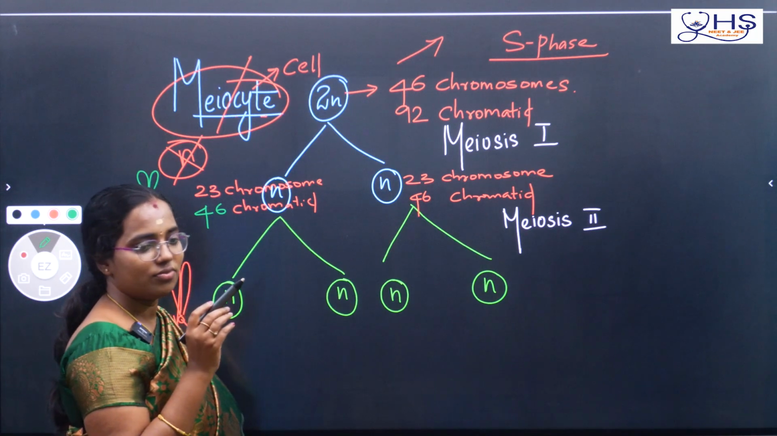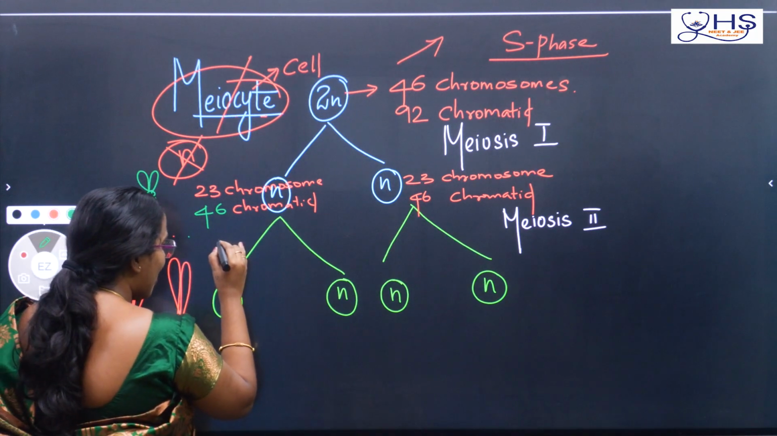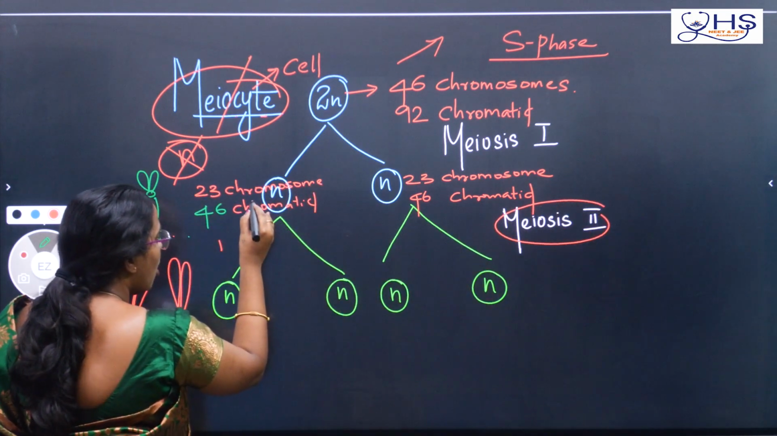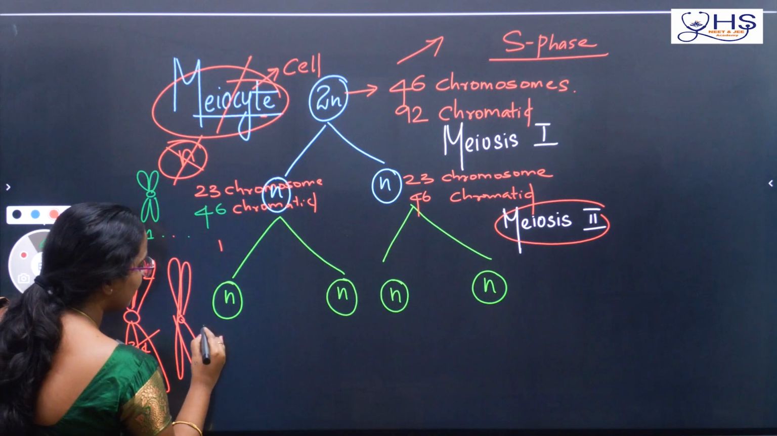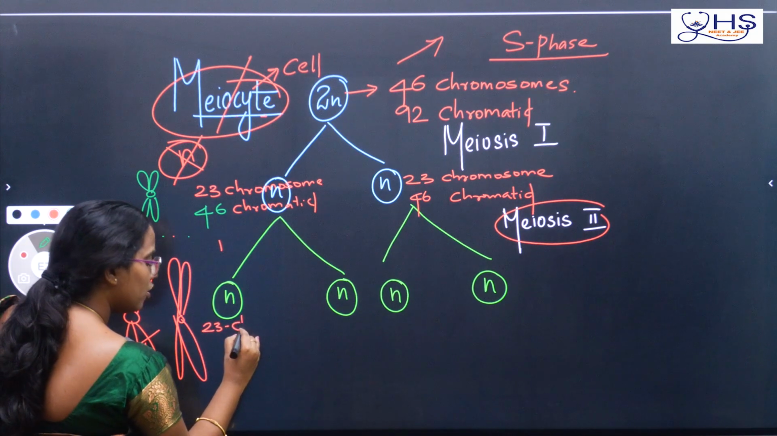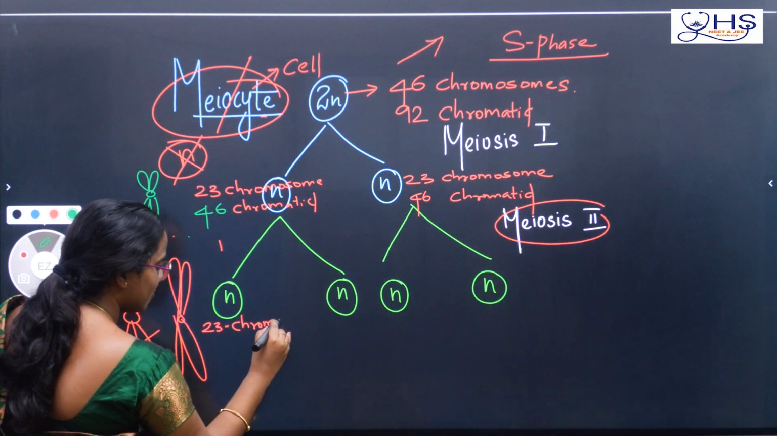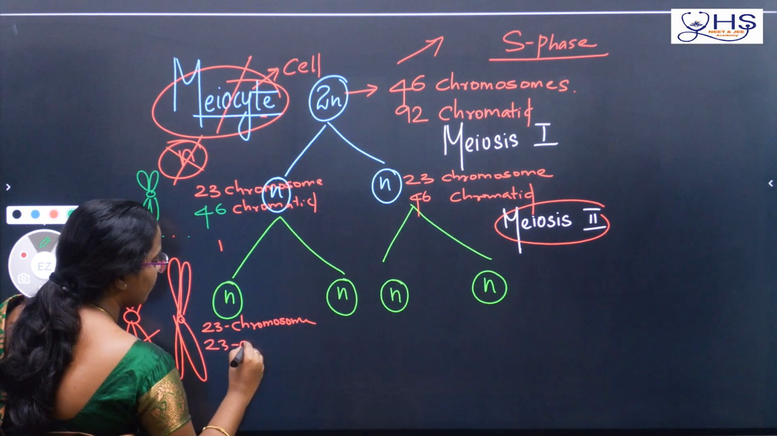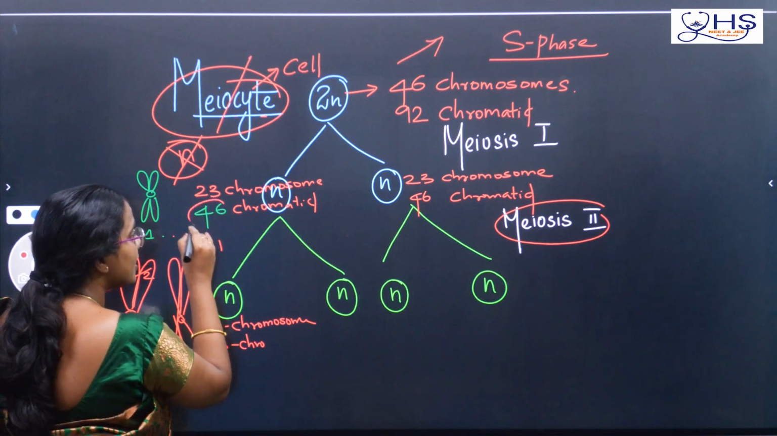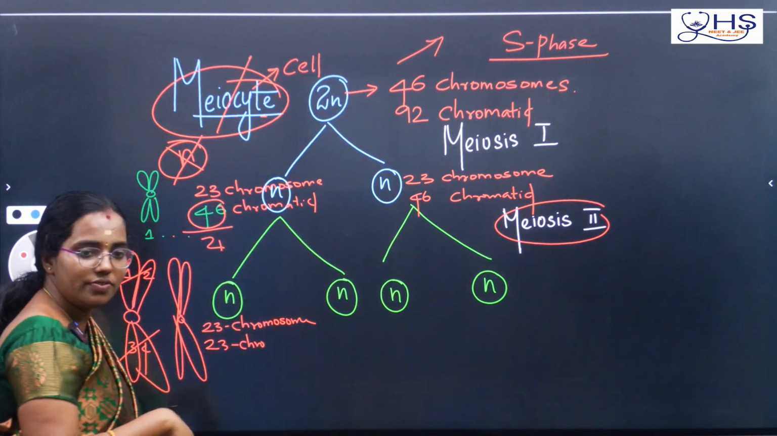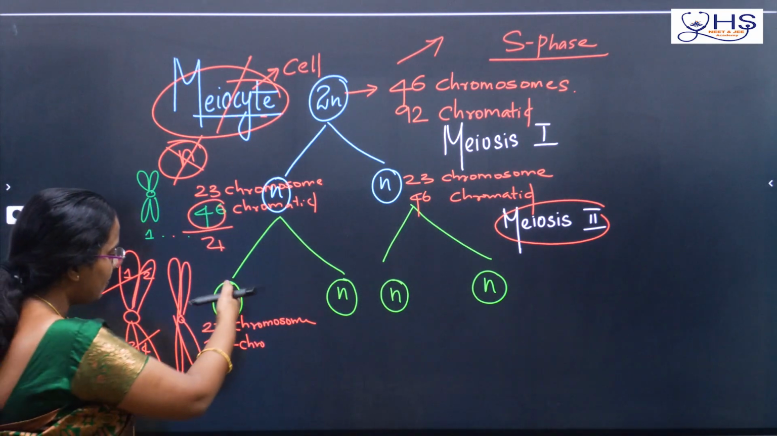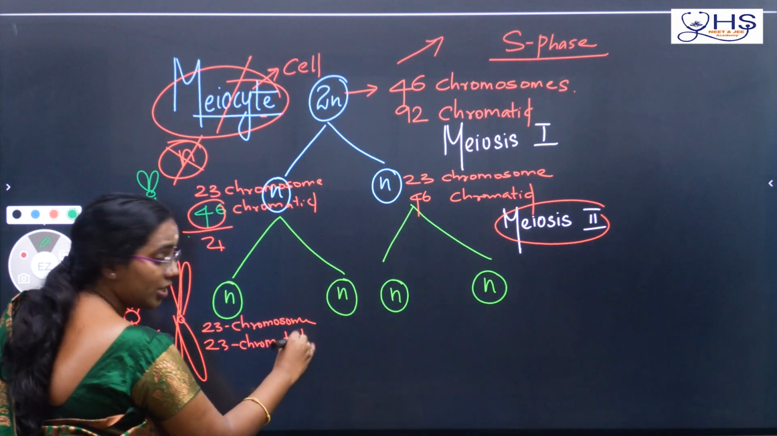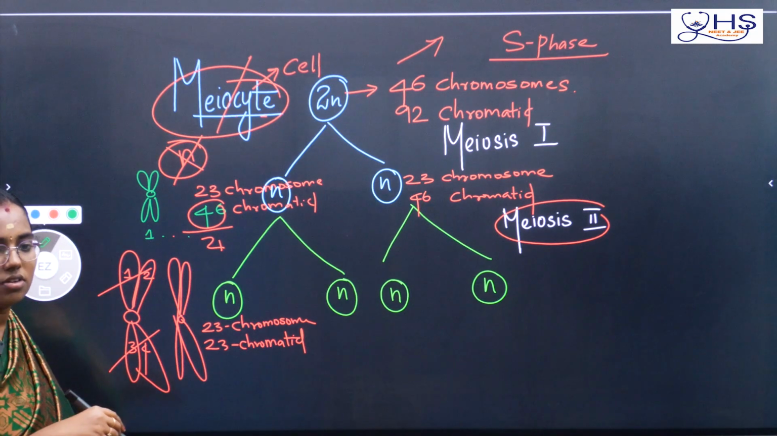Any doubt? No. Okay, now what will happen in meiosis 2? Here I have written meiosis 2. What will happen? Now this will split. Where can you split? 23 chromosomes, so that you cannot decrease further. 23 chromosomes and 23 chromatids. So this 46 can be divided by 2 in the next division. Yes or no? So upcoming cells will have 23 chromosomes and 23 chromatids. You have any doubt?